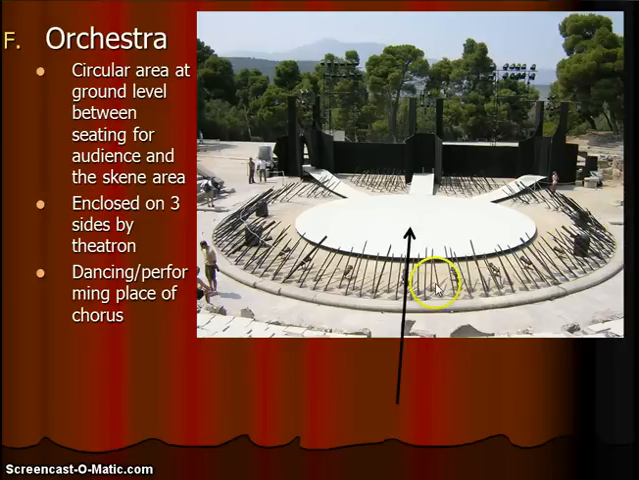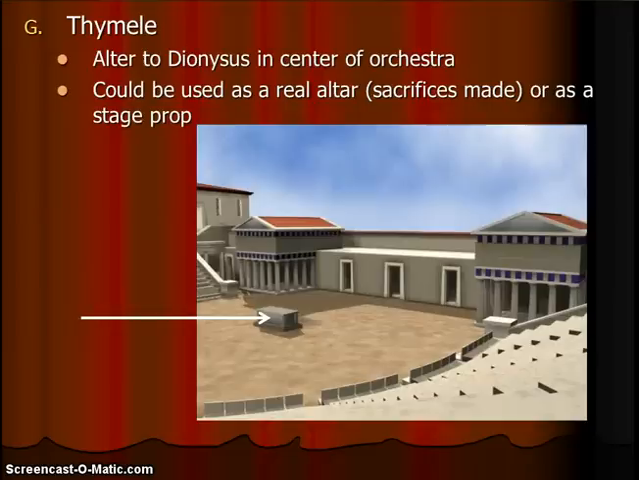So the dancing and the performing place of the chorus, that's where the chorus were when they were involved in the production. The thymele, that's this thing right here in the middle. The thymele is an altar to Dionysus that's located in the center of the orchestra. It could be used as a real altar for sacrifices to be made or as a stage prop.